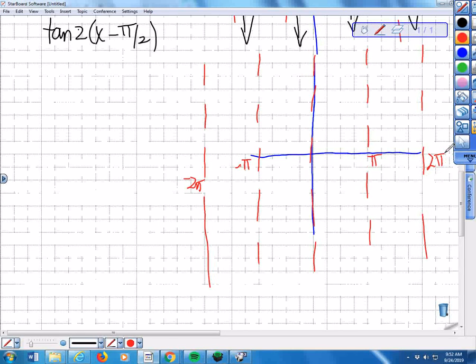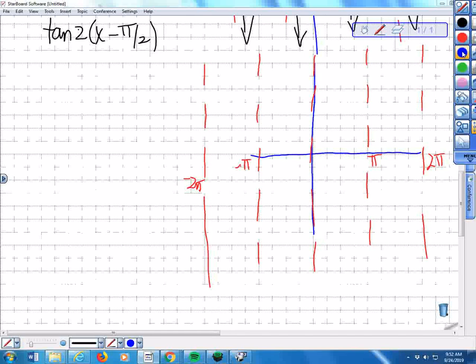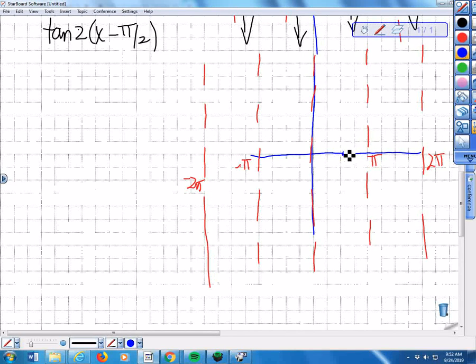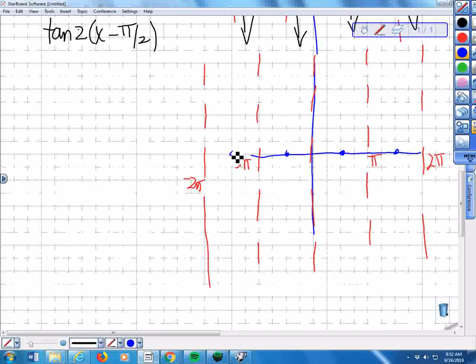It's going to be 0 everywhere cosine is 0, right? So that happens to be at pi over 2. All of these halfway through.